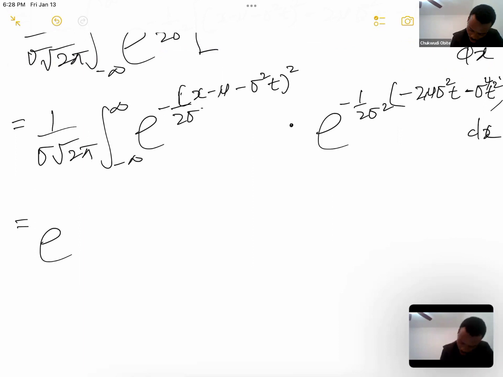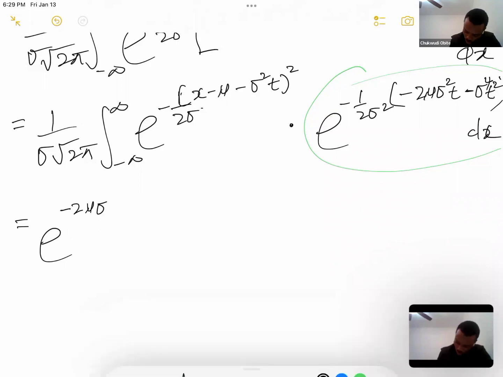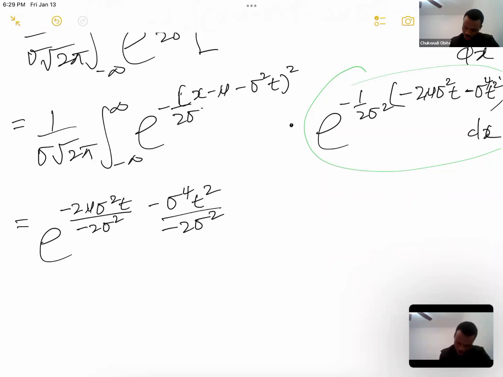Or let me expand, let me multiply it. So I have minus 2 mu. This is what I'm doing. I'm looking at this expression now. I'm taking it out of the integral sign because it has nothing to do with x. So I have minus 2 mu sigma squared t all divided by minus 2 sigma squared. And I also have minus sigma to the 4 t squared all divided by minus 2 sigma squared.